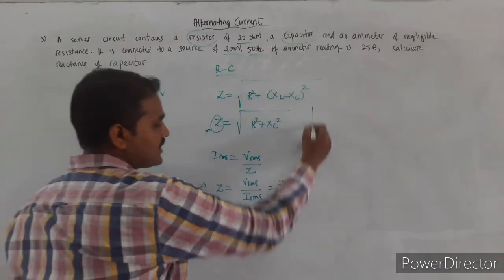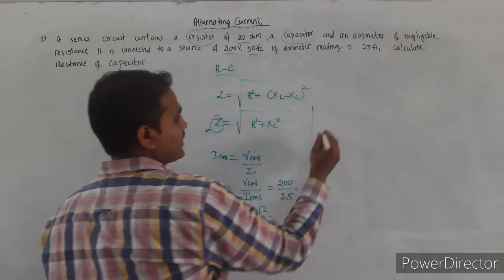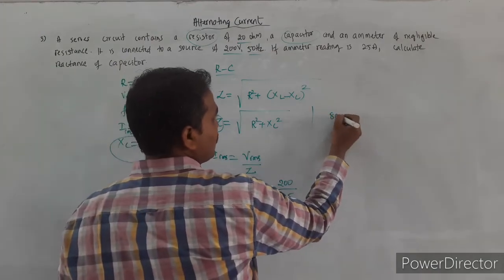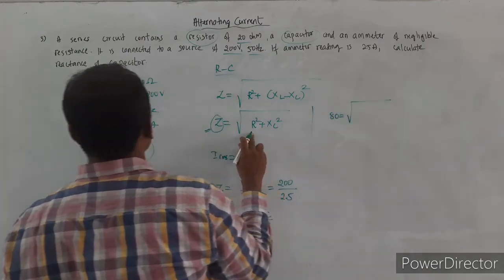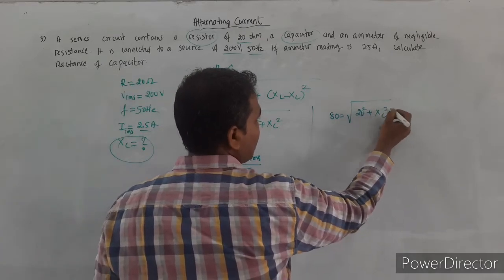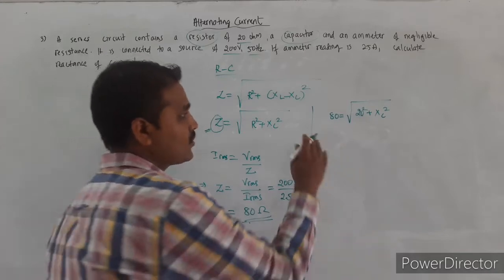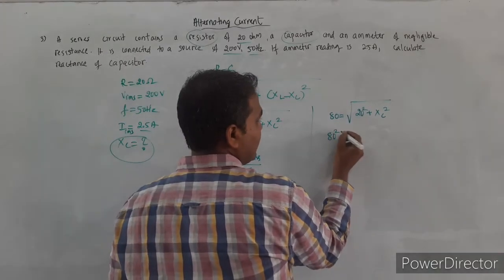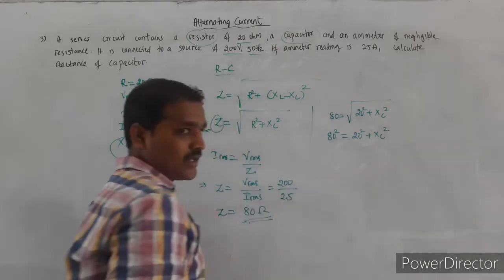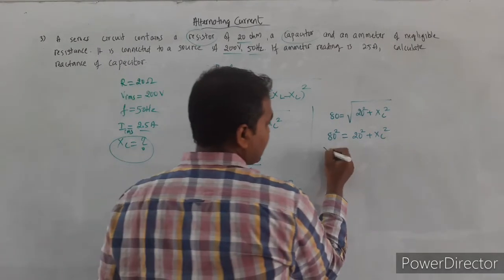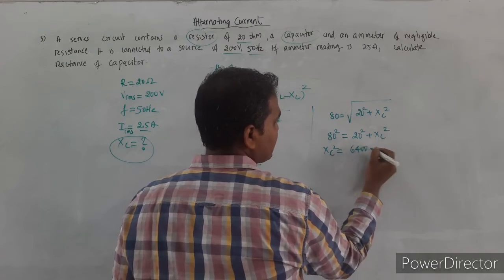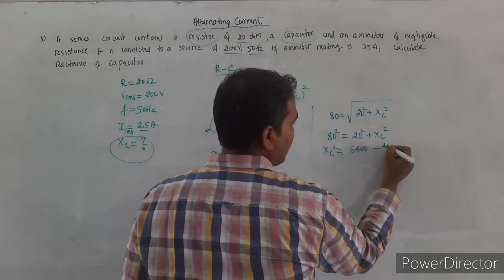Using this Z value I can find the value of XC. So let us substitute the value of Z here. 80 is equal to square root of R, which is 20 square, plus XC square. Let us square on both the sides. I can write 80 square is equal to 20 square plus XC square. This I can write as XC square is equal to 80 square, which is 6400, minus 400.